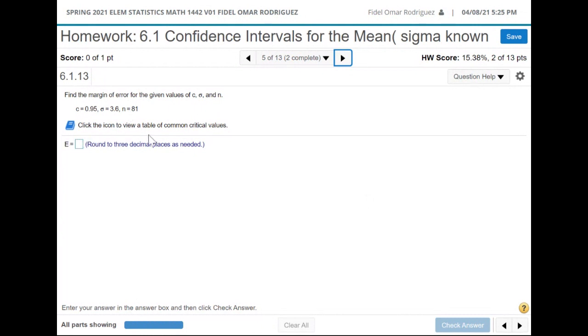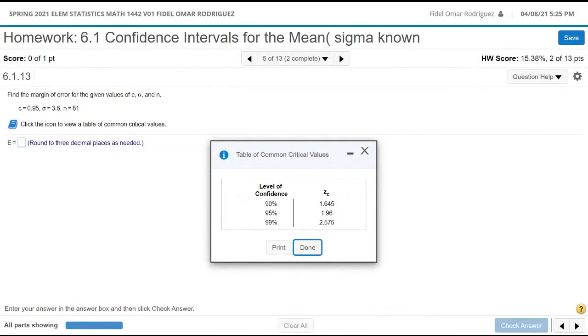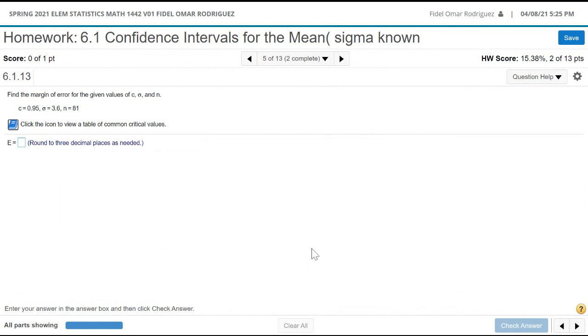Okay, and then it says right here, click the icon to view a table of common critical values. So when I click on this, you can see that I have this one. When I do it here, it's giving me 90, 95, and 99, right? So I can see that those values are there, right?